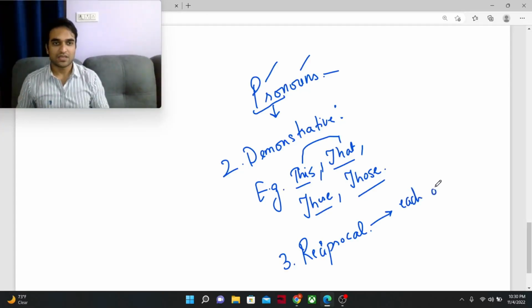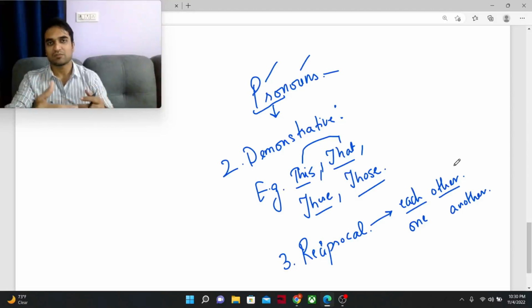They are each other. You also have one another. These are the most common kinds of reciprocal pronoun. Each other is used when the action is reciprocated between 2 objects or 2 persons. So you have a sentence that goes thus: they were talking with each other.